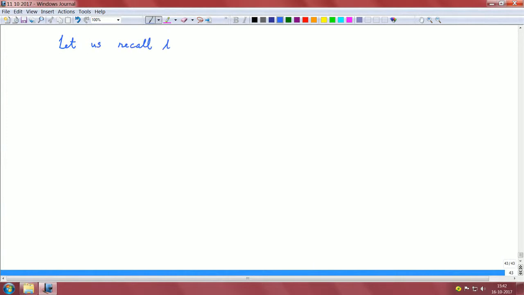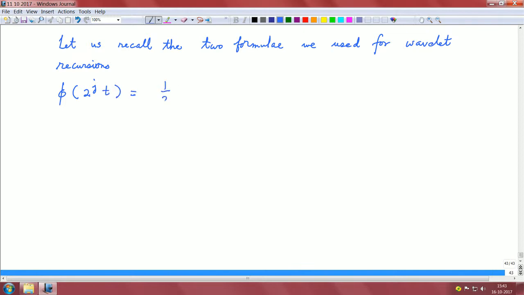Let us recall the two formulae we used for wavelet recursions. So, the first one was phi of 2 power j times t is 1/2 of psi 2 power j minus 1 times t plus phi of 2 power j minus 1 times t.